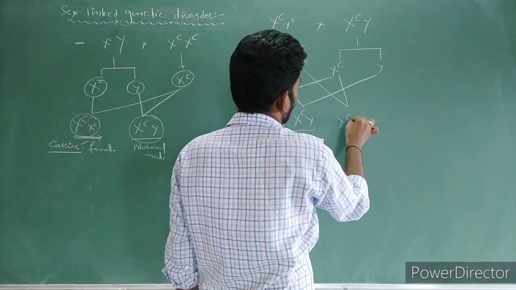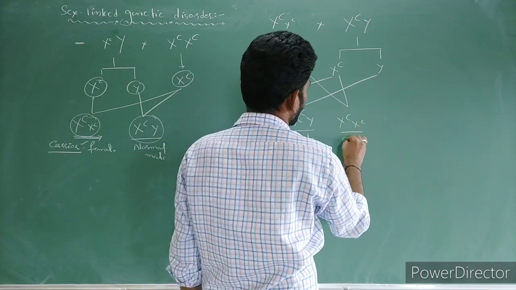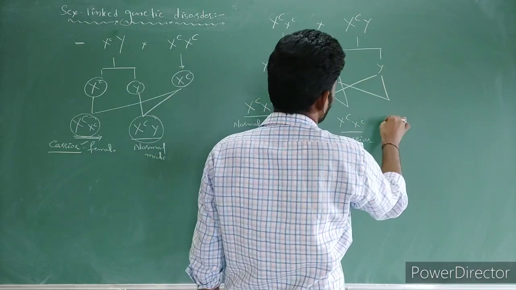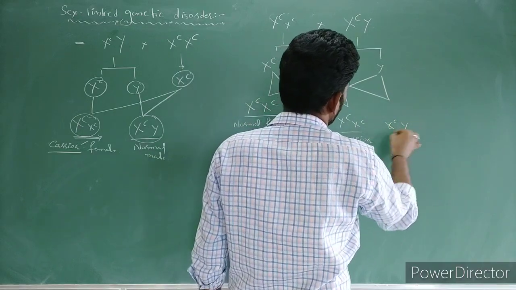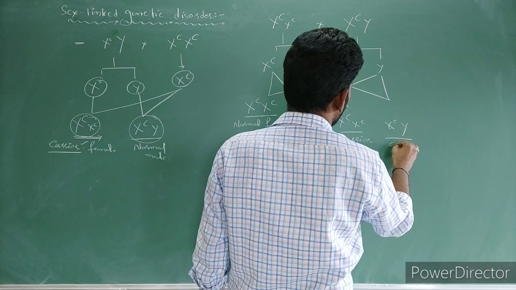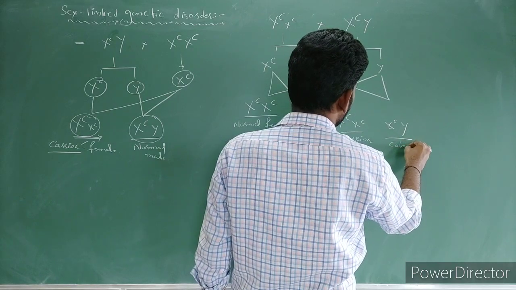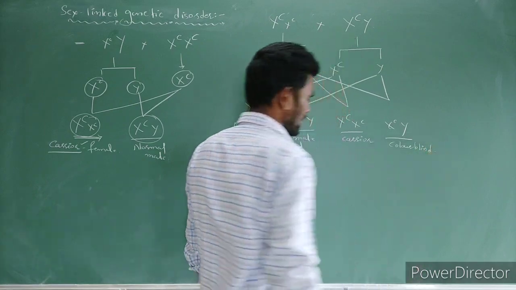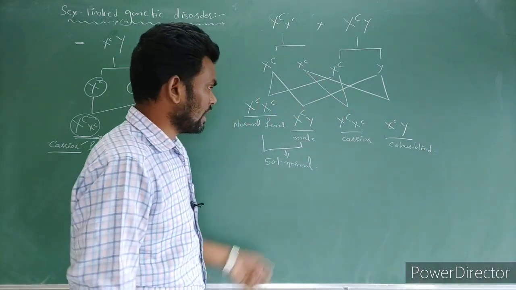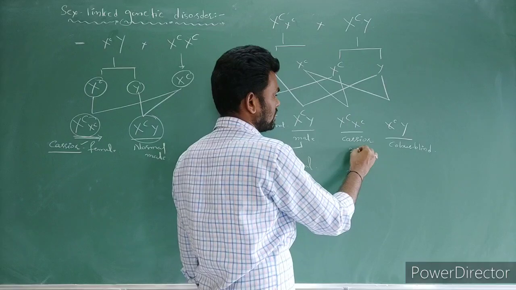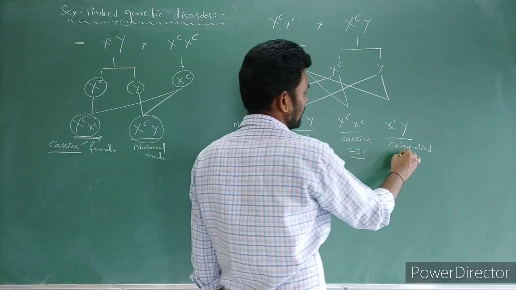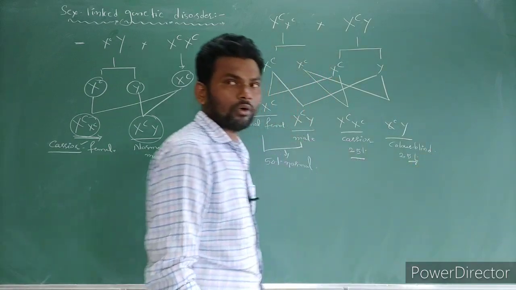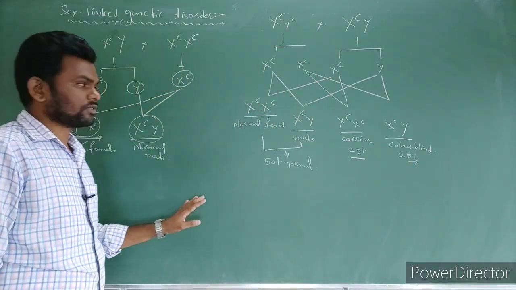And next, here X small c with X capital C, this is carrier. And next one is color blind. Next one is color blind. Now 50% normal, 25% carriers, and 25% color blind. Okay. So let one point here, just focus here.